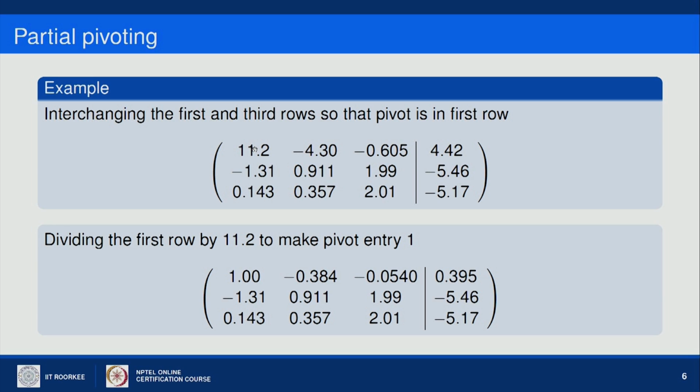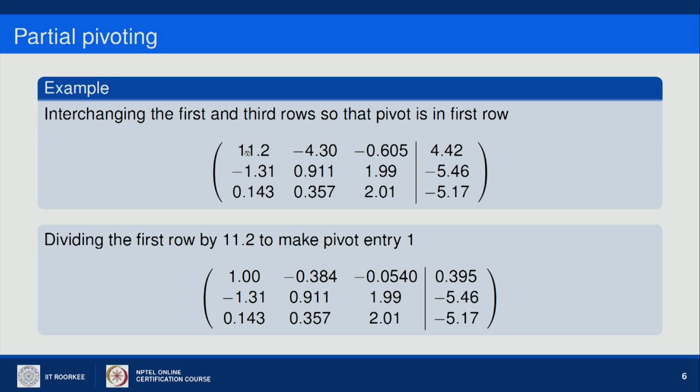So, here I have interchanged my first and third row. So, this has become my first equation now, and the third equation will become the first equation, and the first becomes the third. Now, what I will do, I will divide the first row by 11.2 to make the pivot entry 1.